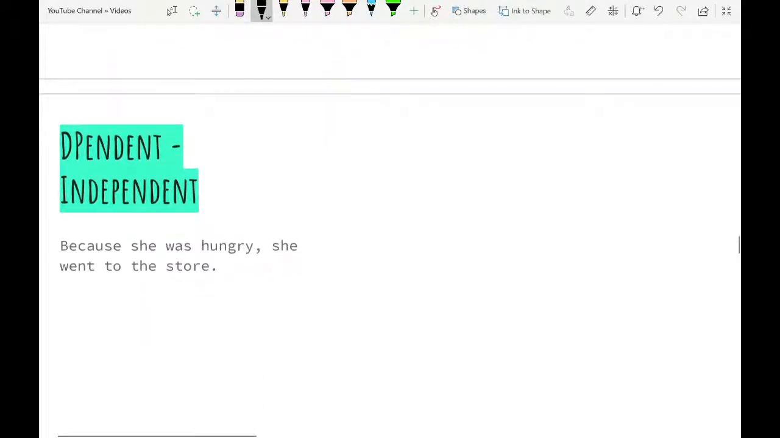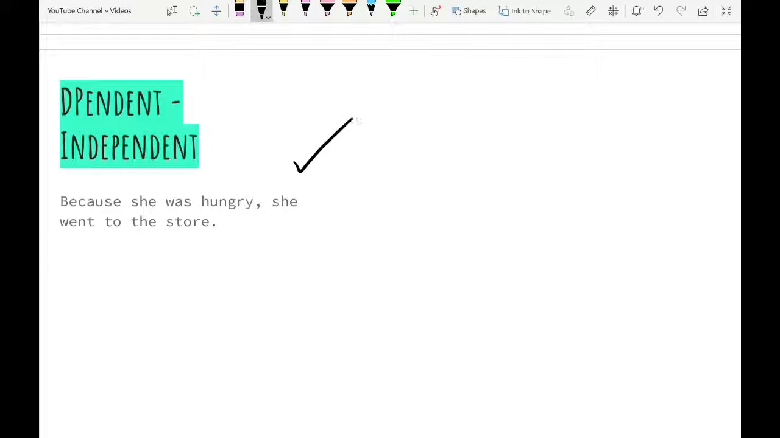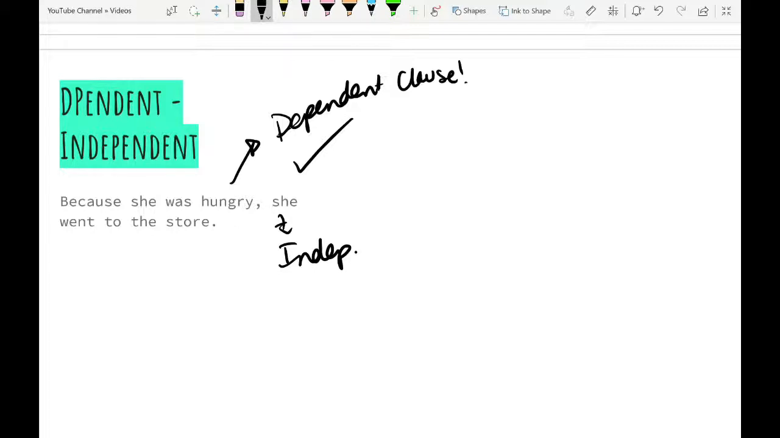Okay, this right here is a completely correct sentence. Because she was hungry, comma, she went to the store. We start with our dependent clause, and then we move on to our independent clause. The thing that we need to remember here is that when you do this, this is where the comma will come in. This is why we're talking about commas.